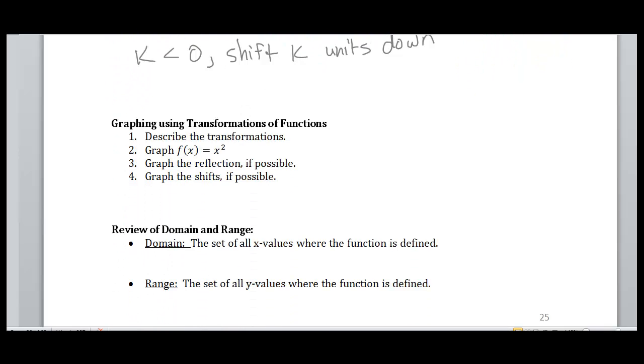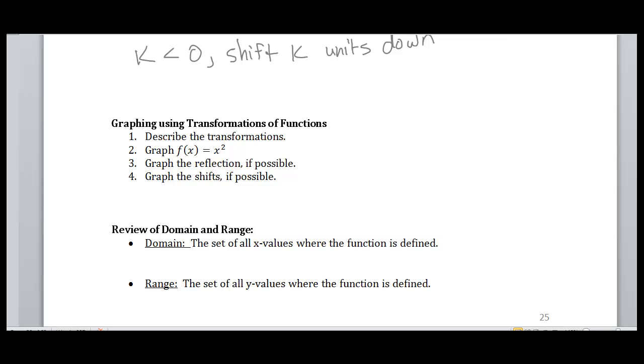And then we're going to get to domain and range. To graph using transformation of functions, first you've got to be able to look at a function and pick out what actual transformations you are going to have. Are you going to have a reflection about the x-axis? Are you going to have a horizontal shift? Are you going to have a vertical shift? Figure out if you have those transformations.